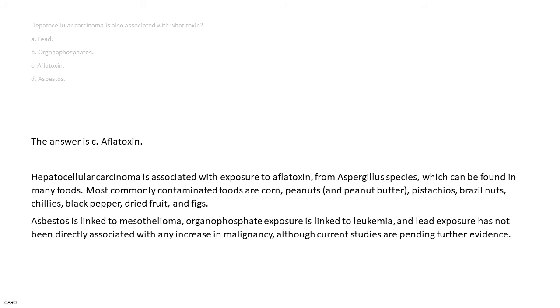Asbestos is linked to mesothelioma, organophosphate exposure is linked to leukemia, and lead exposure has not been directly associated with any increase in malignancy, although current studies are pending further evidence.